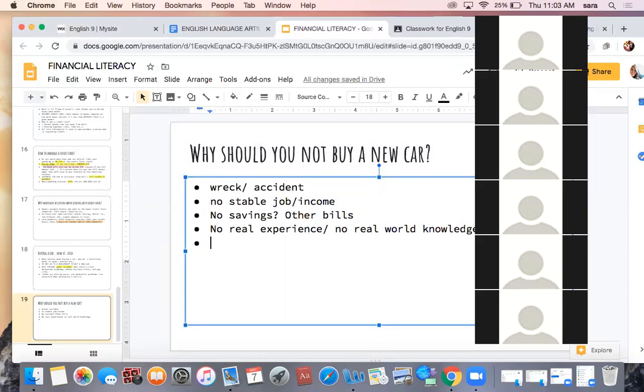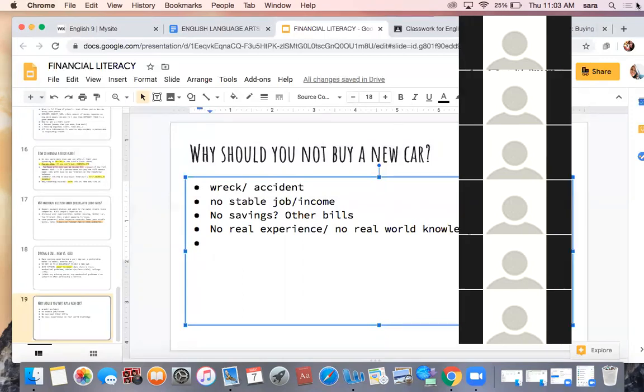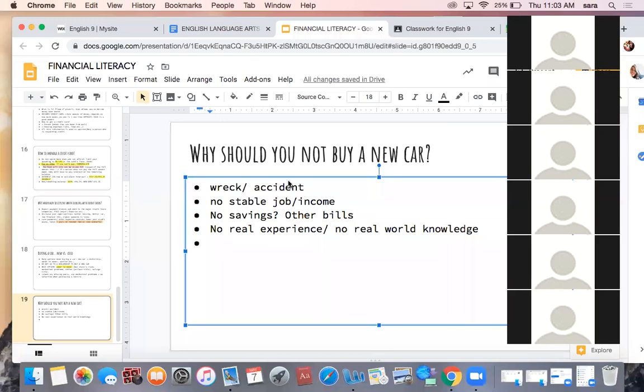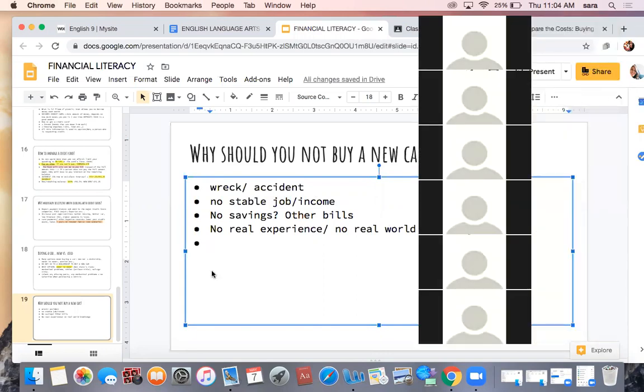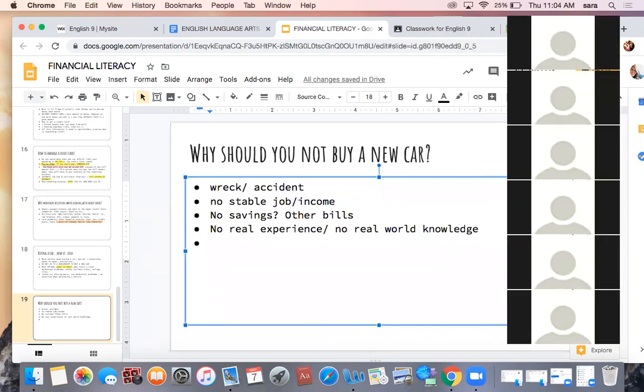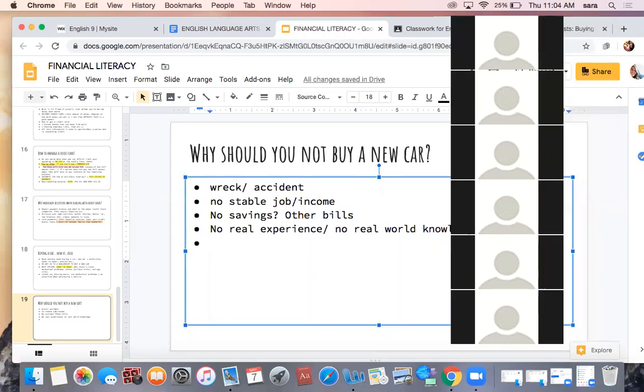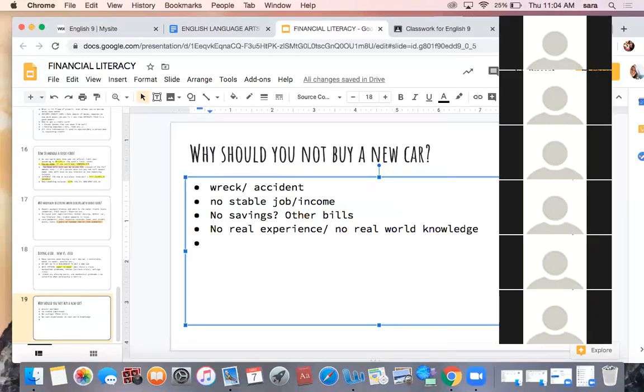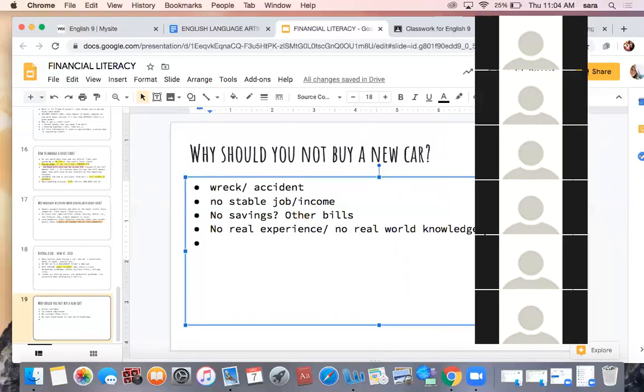But here is more of a... these are all true. Again, yes, you can get in an accident, you have no income, no stable job, maybe no savings, and you have other bills to care for. And Josh, I second the fact that you have no real world knowledge. But there's something else. Well, kind of like Josh's, if you don't have experience in buying cars, especially if you go alone, then they can just take advantage of you and you're going to spend way more.